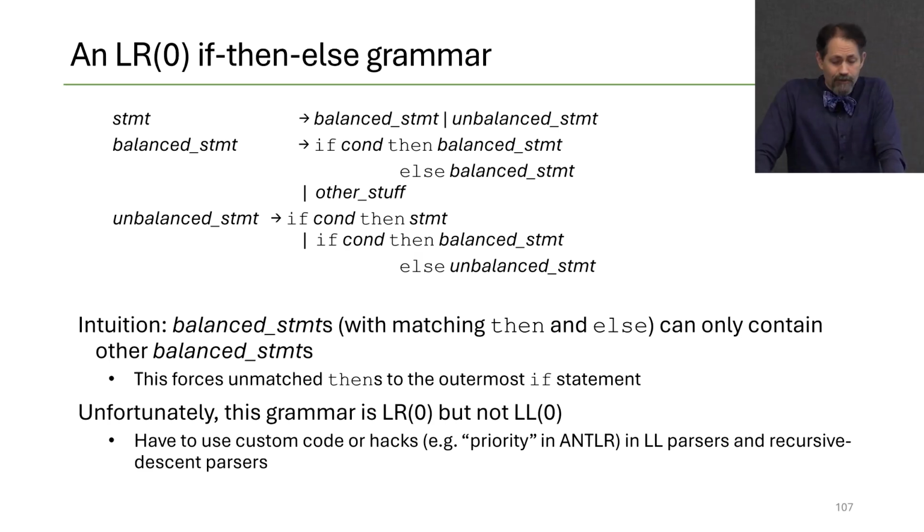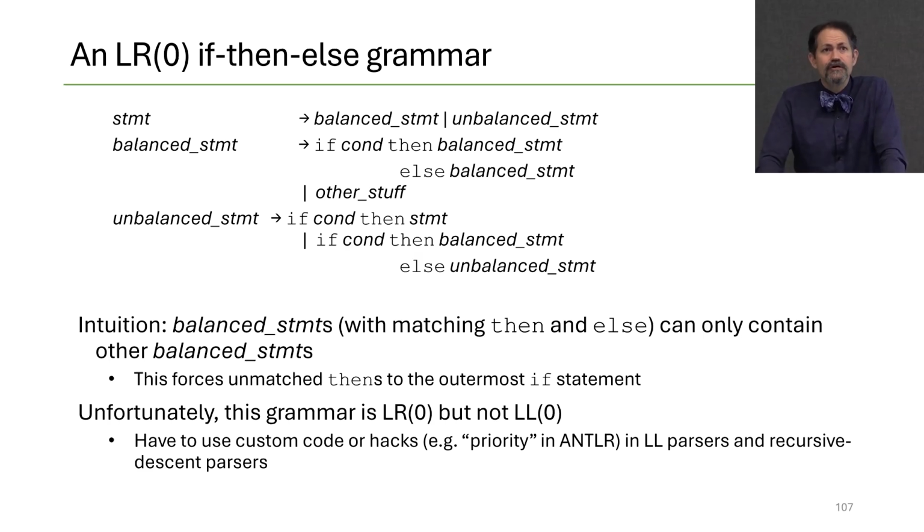So this does solve the problem. It turns out that this grammar is LR0, but it's not LL0. So we can't use top-down parsing to parse this grammar. There are ways to solve the if-then-else problem in top-down parsers. Otherwise, the top-down parsers would hardly be used for any languages, because most languages actually have exactly this problem. But there's ways to do it.